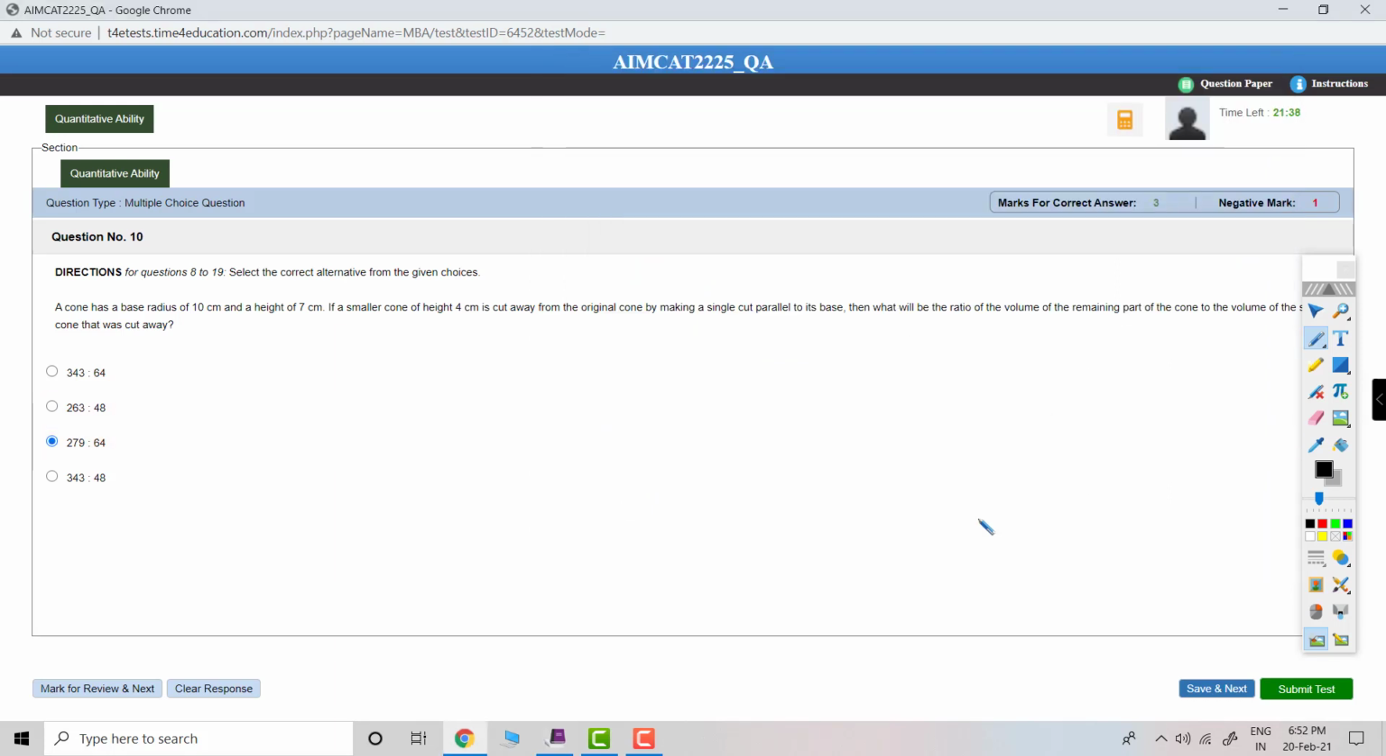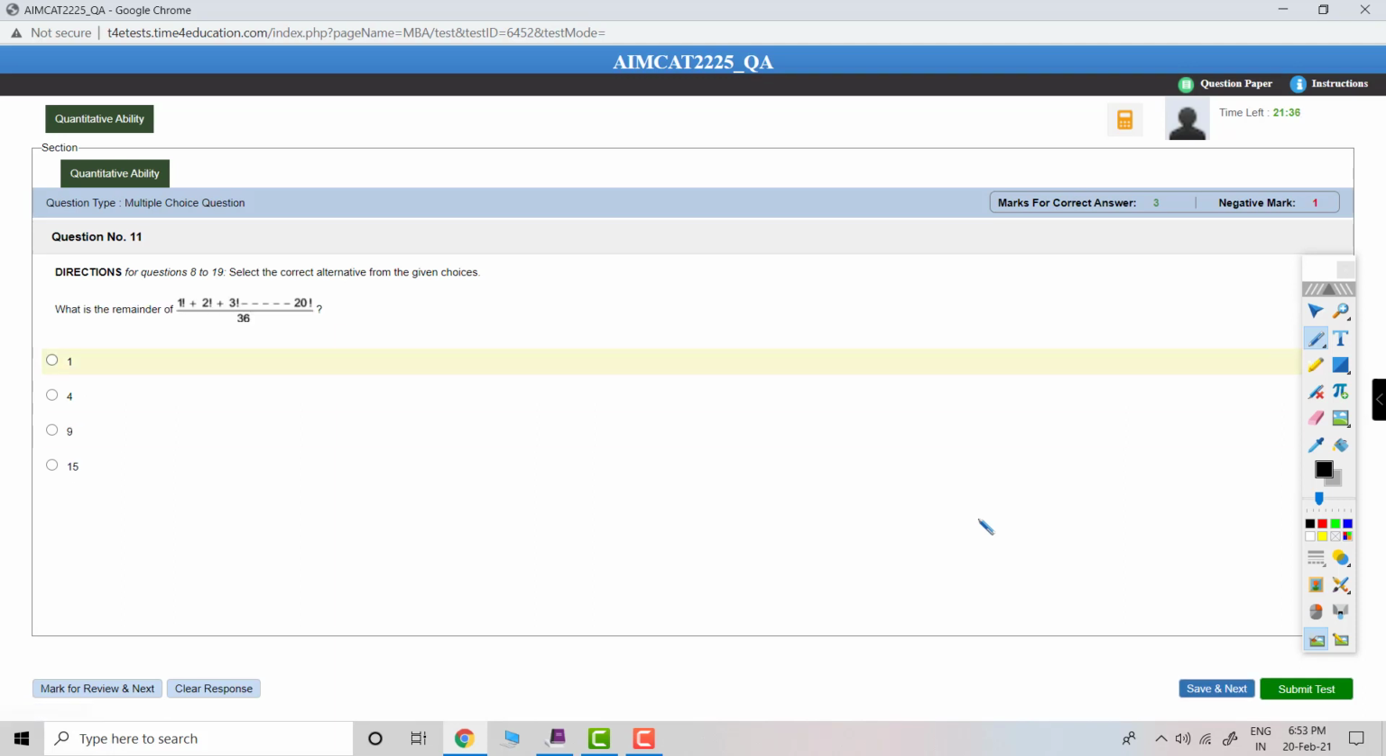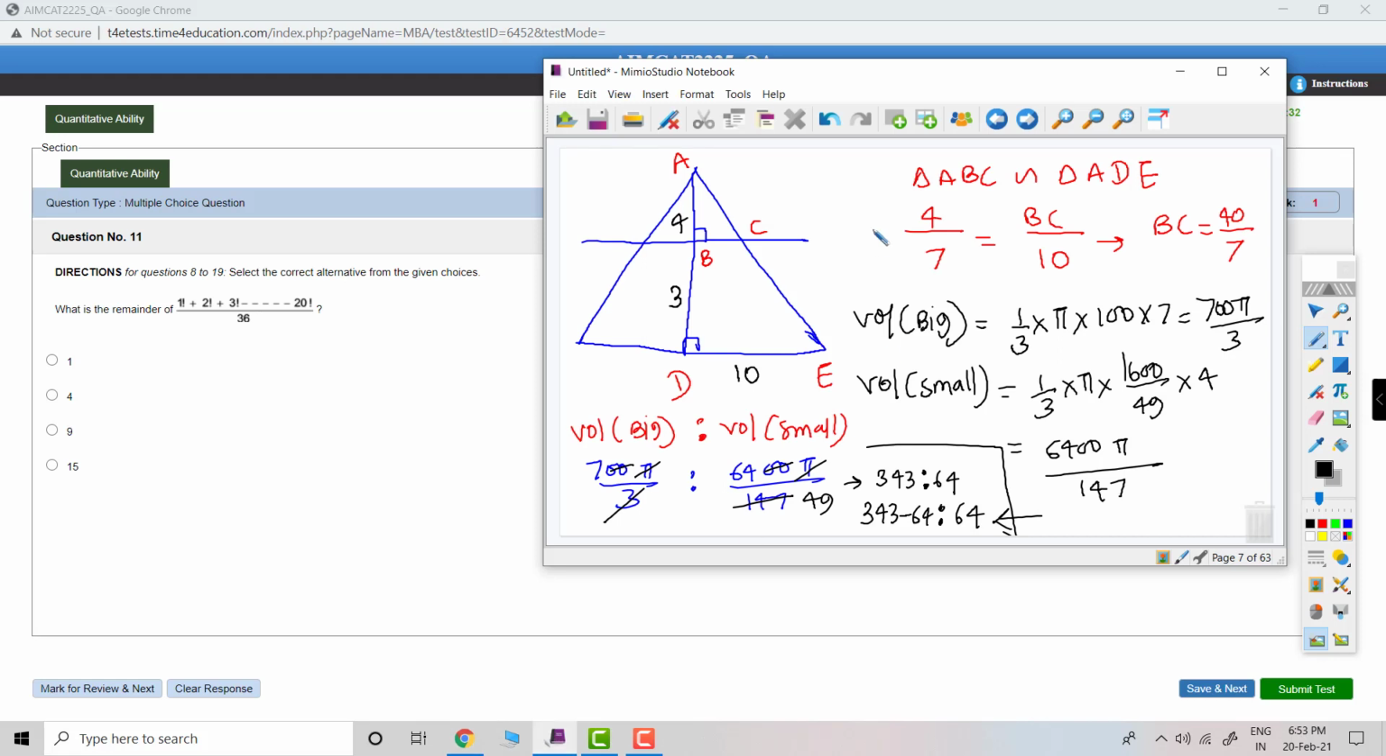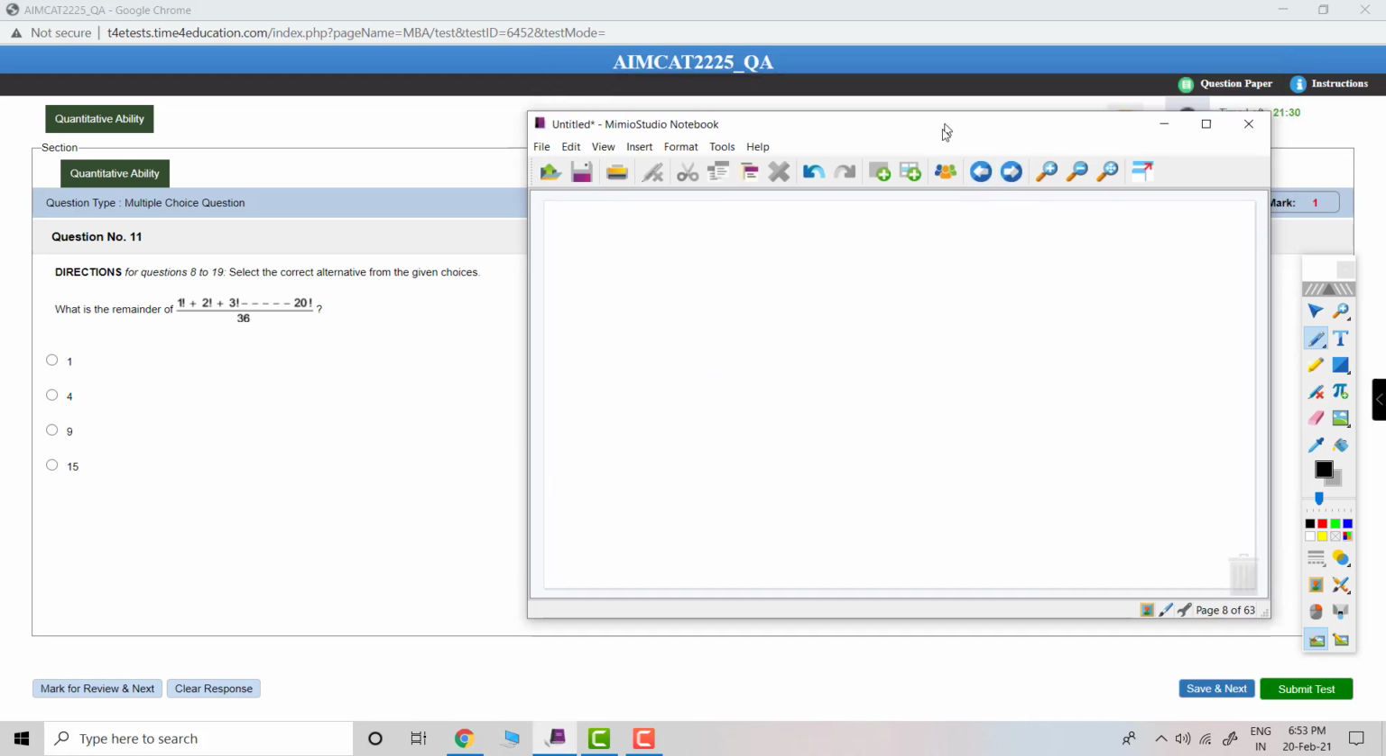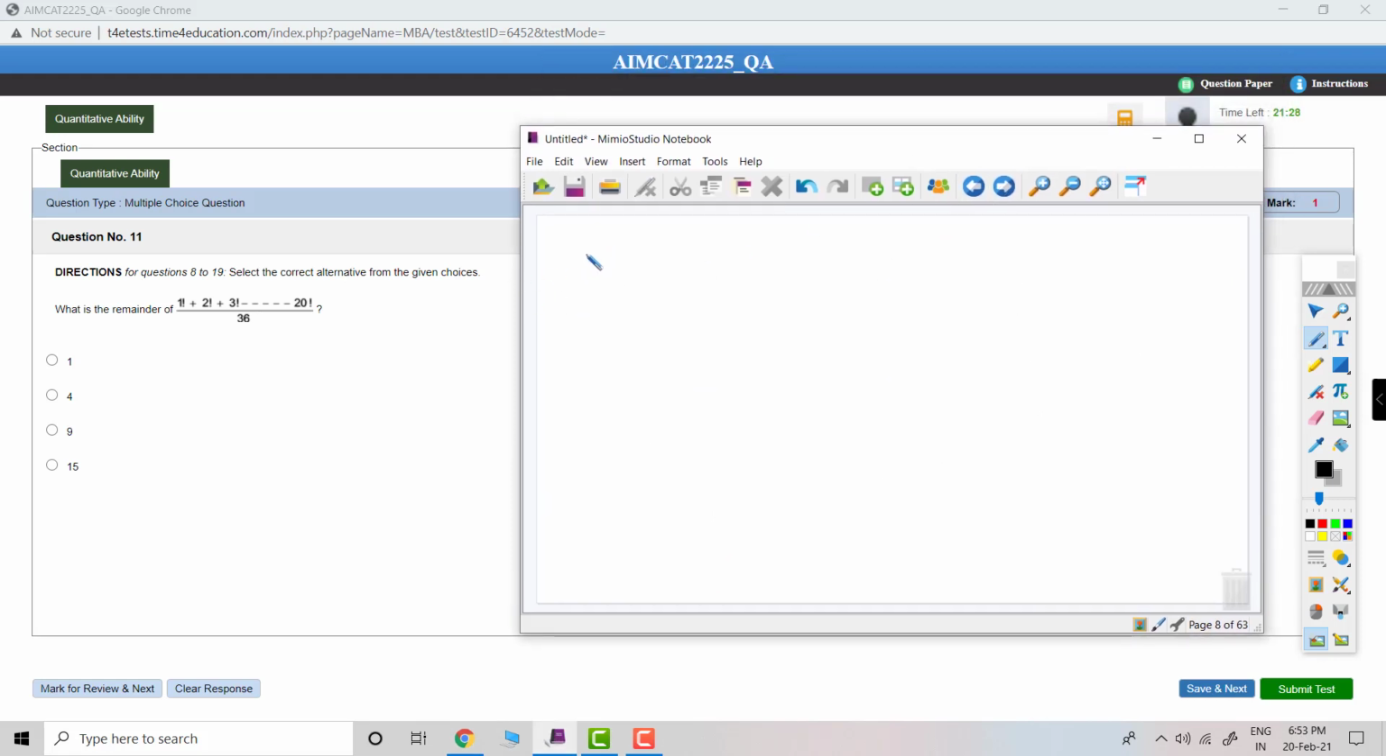Okay, done everyone. Now let's do question number 11. Now question number 11 says that, look at 1 factorial plus 2 factorial plus 3 factorial plus 4 factorial, we need to divide it by 36. Okay, prime factorization of 36 is what? 36 is equal to 2 square into 3 square.